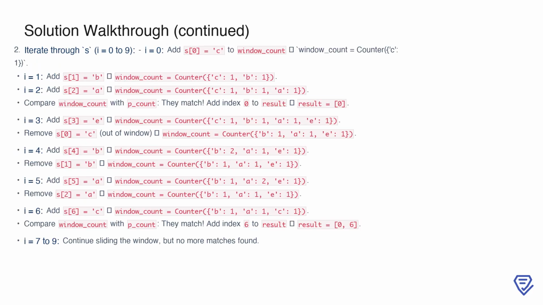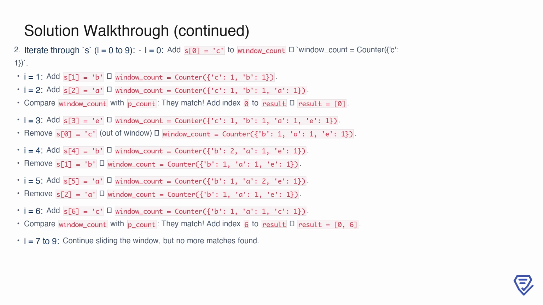As we iterate through s, we process one character at a time. At index 0, we add c to window_count, which becomes c 1. At index 1, we add b, so window_count is now c 1, b 1. At index 2, we add a, giving us c 1, b 1, a 1. At this point, window_count matches p_count, meaning we found an anagram starting at index 0. We add 0 to result, making it [0].